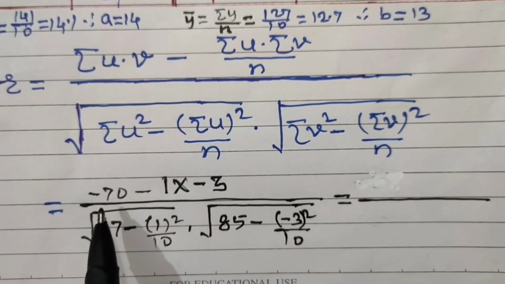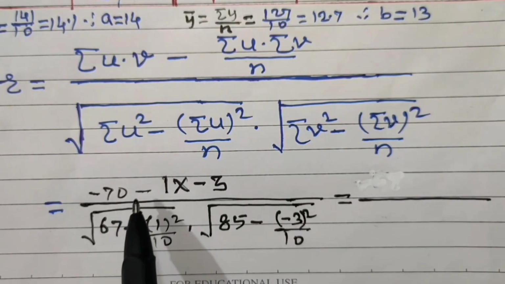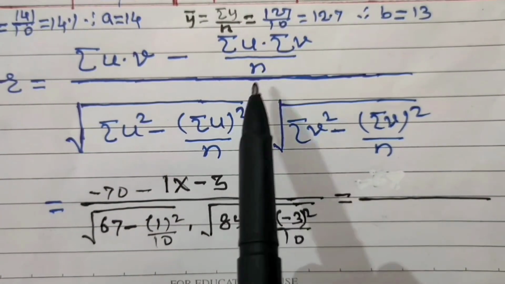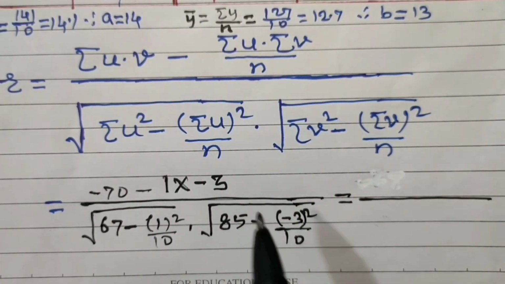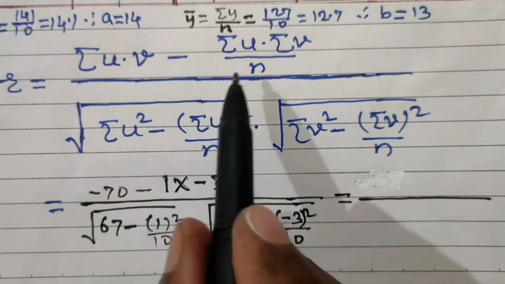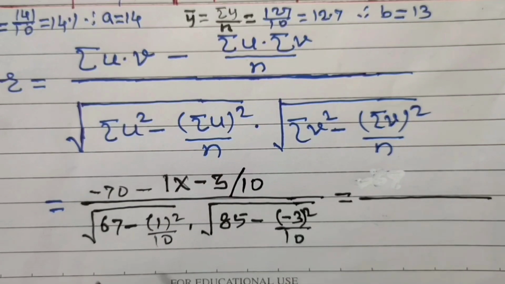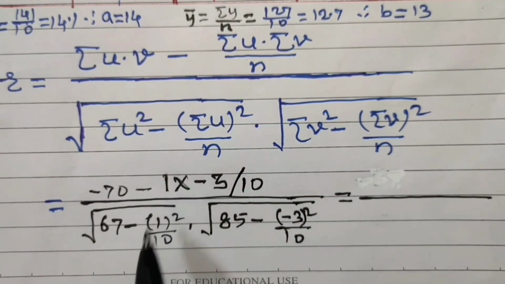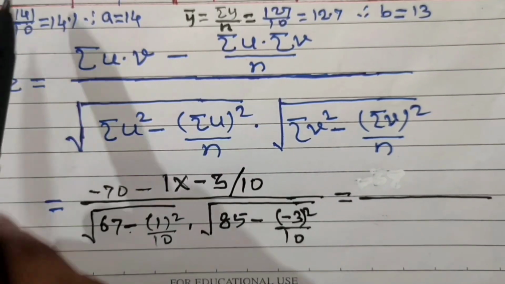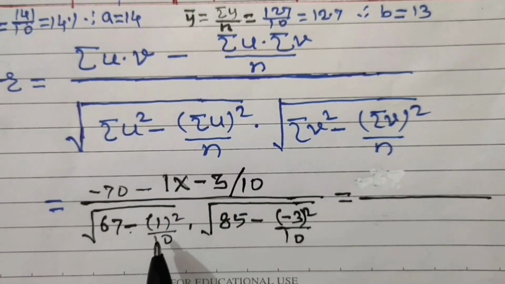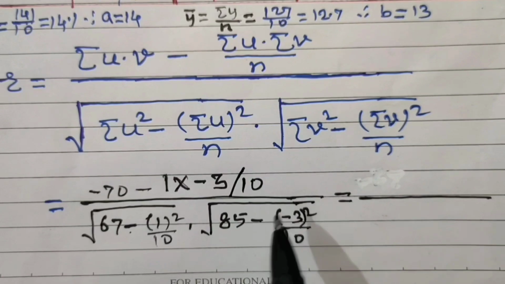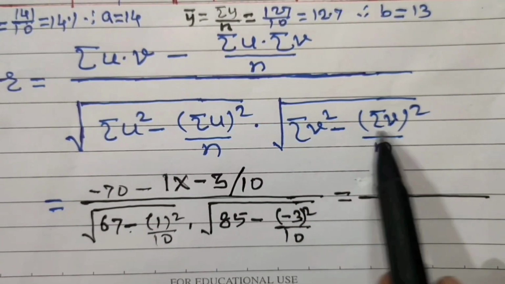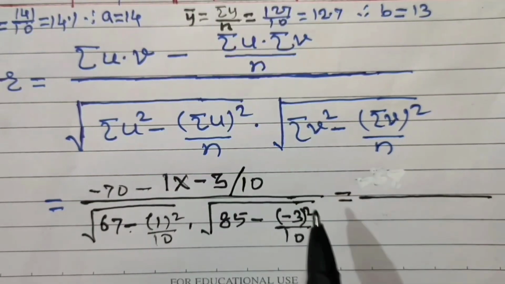Summation of U into V is minus 70. Then summation U is 1 into summation V is minus 3, put here, and this divided by n. n is 10, whole divided by the square root of summation of U square, 67, minus summation of U, which is 1, its square divided by 10, into, in second square root, summation of V square is 85, minus summation V, which is minus 3, its square divided by n, which is 10.